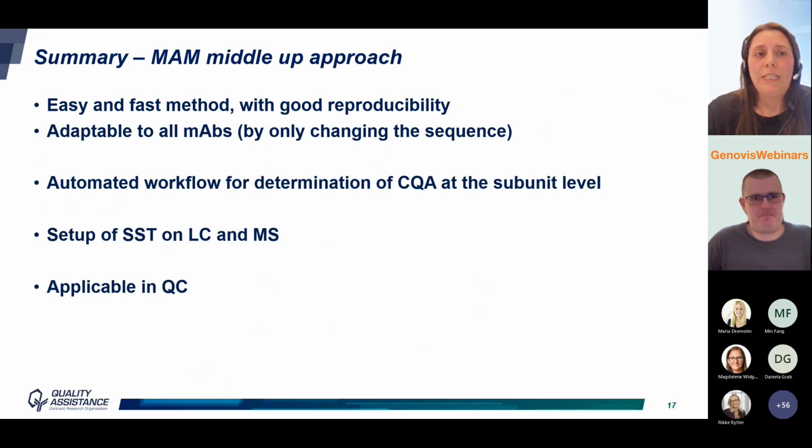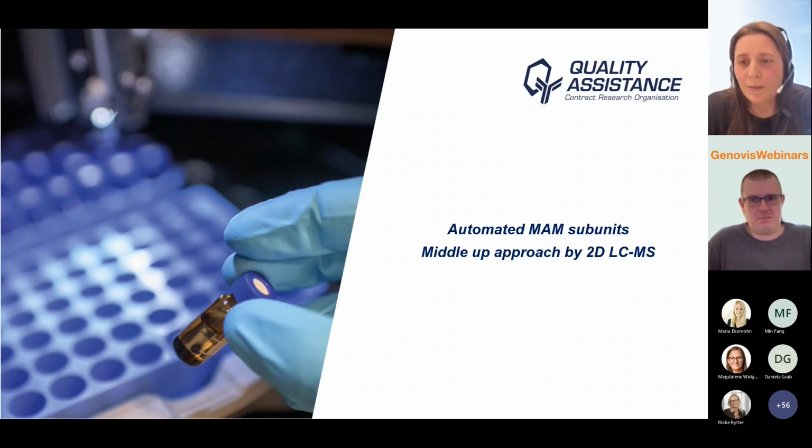So in summary, we have an easy and fast method with good reproducibility, which would be adaptable to all monoclonal antibodies, as we would just need to change the sequence in the software, and the rest of the process would be the same. So the workflow is automated for the determination of the critical quality attribute at the subunit level. And we have SST on the LC and on the MS. So we believe it's applicable in a QC environment. The only thing which is not automated in this first part is the sample preparation. So this is how this can be solved by using a 2D system.